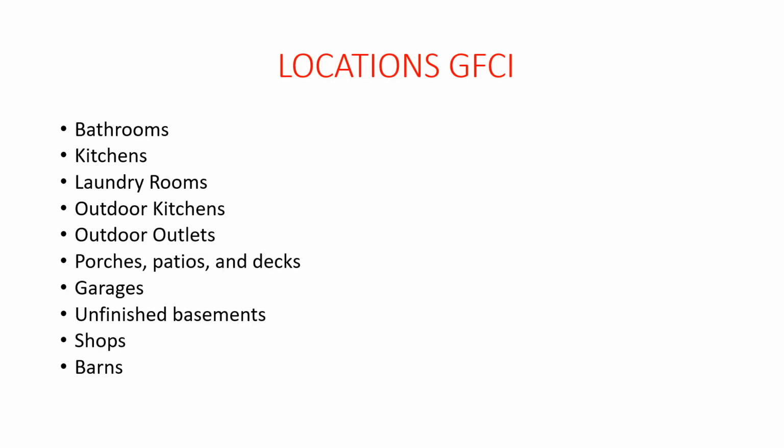Now, what are the locations for which a GFCI circuit is installed? I have given you here the list from the Canadian Electric Code or the National Electric Code USA. Both describe these things. Whichever circuit is supplying electricity to any of these outlets, sockets, you must have a ground fault circuit interrupter breaker on that circuit. So for one circuit, there will be just one GFCI.